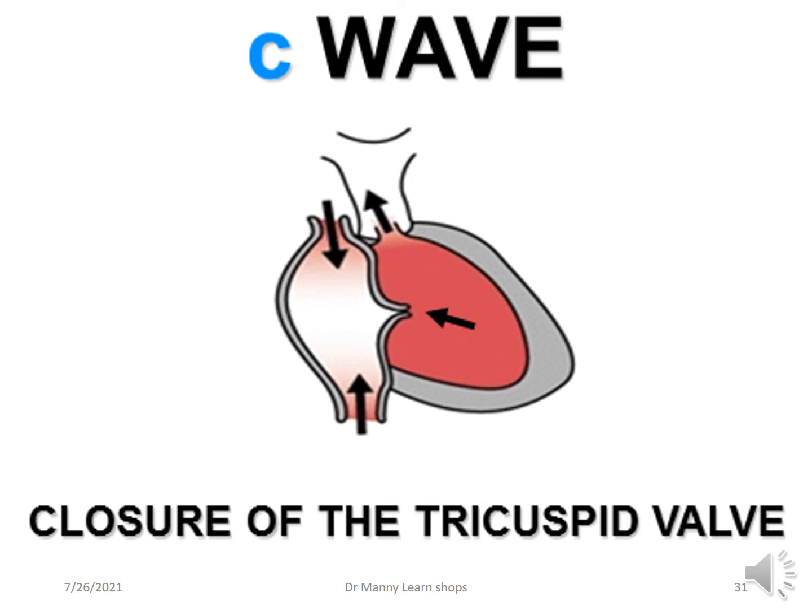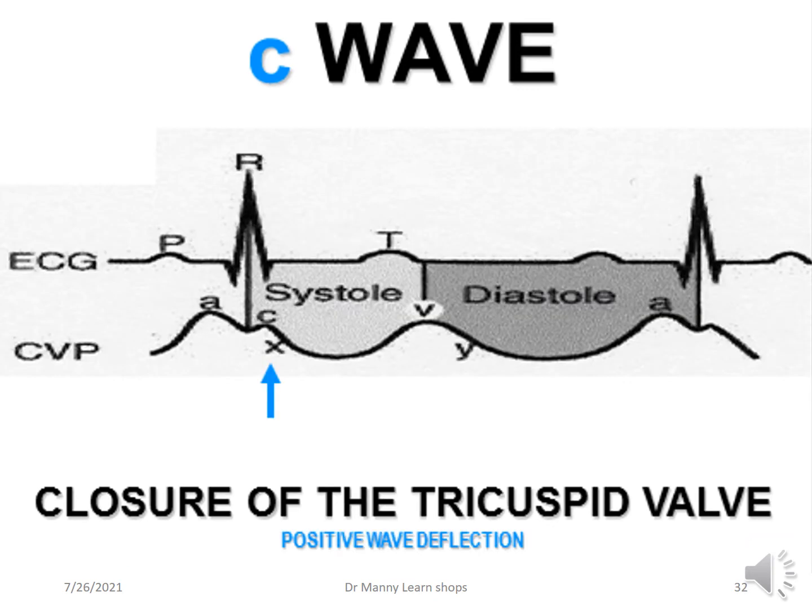Then you have the C wave, which is controversial, but I'll use this explanation. This is closure of the tricuspid valve. In the C wave, when you get closure of the tricuspid valve, you get a small positive wave as a deflection.